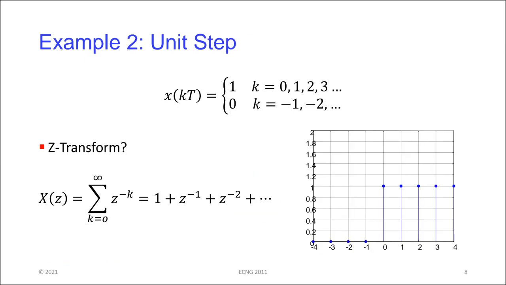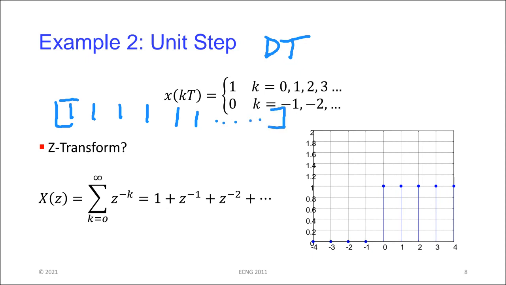How about this one? We have x(kT) is 1 once k is bigger than or equal to 0. In other words, when k is 0, 1, 2, 3, 4, it is a series of values. And when k is less than 0, it is 0 all the time. So this is our discrete time unit step, just a series of 1s every T interval. So what is the Z transform for that? This one again by inspection. So x(kT) is 1, 1, 1, 1, 1, 1, going on and on.